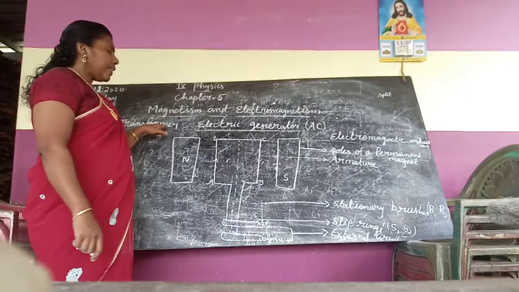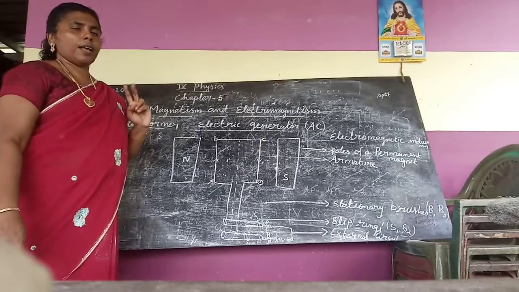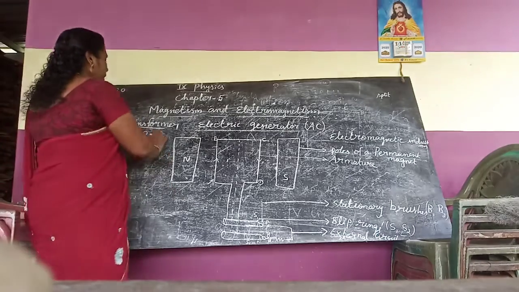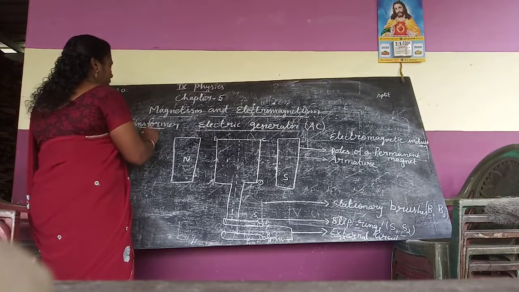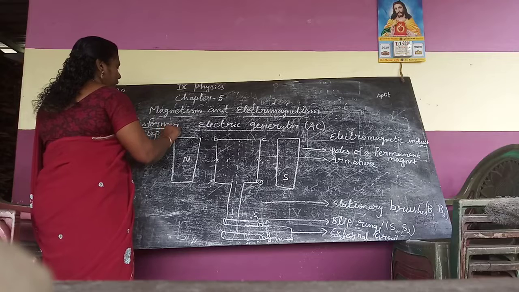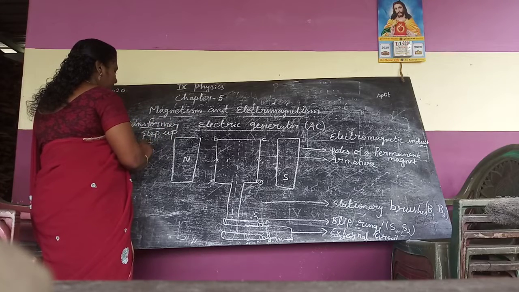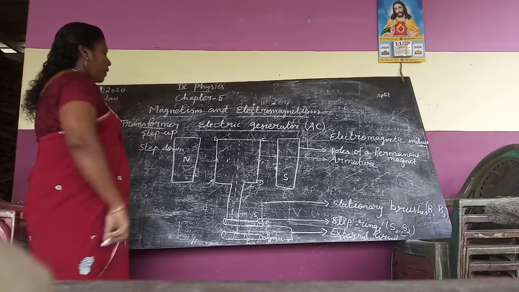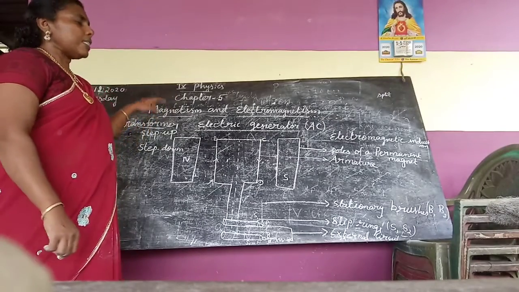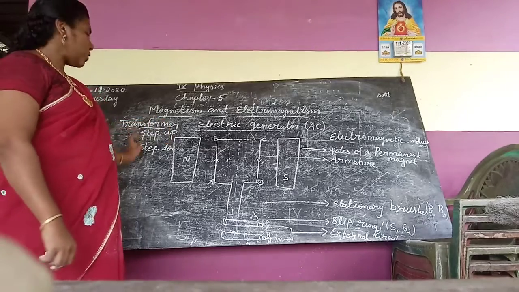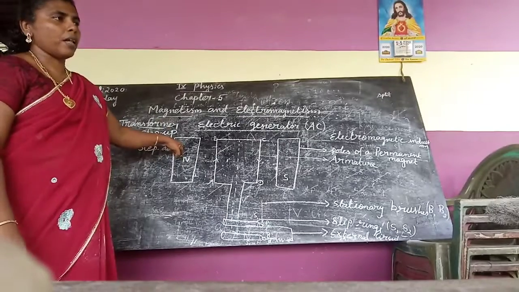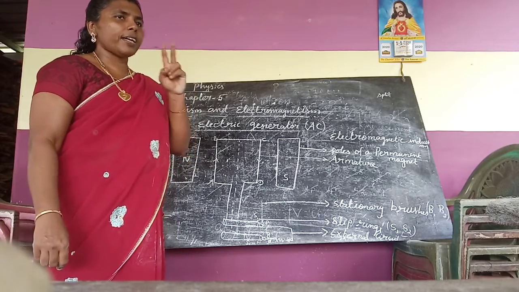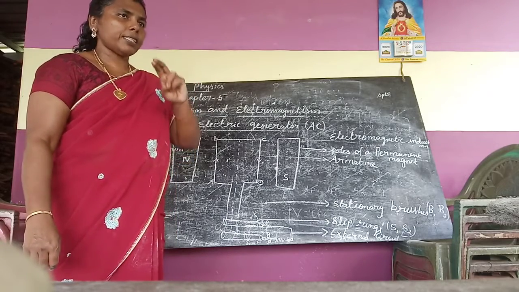Now listen, transformers are of two types. One is the step-up transformer. Next one is the step-down transformer. So what are the two types of transformer? Step-up transformer and step-down transformer. The transformer consists of how many coils? Two coils. What are they? Primary coil and secondary coil.